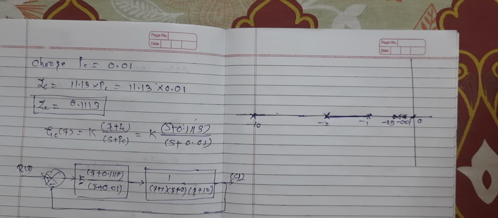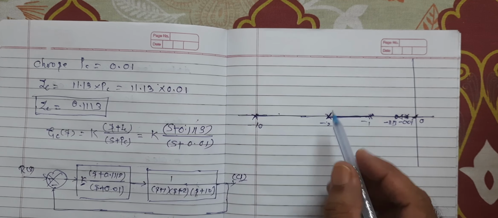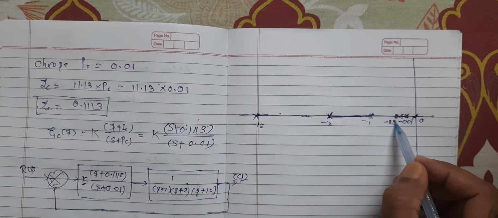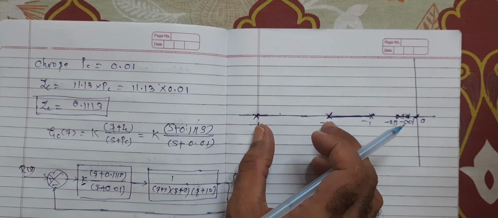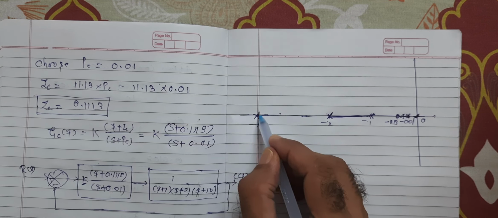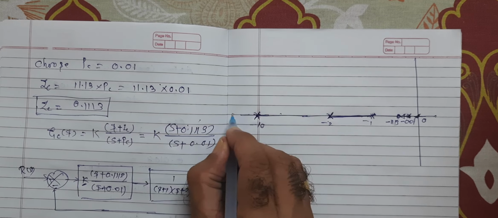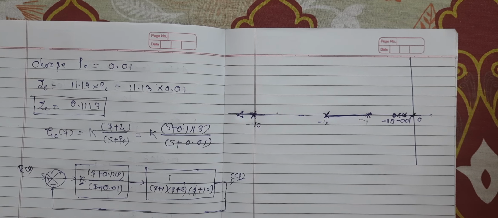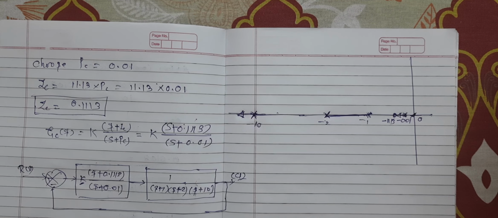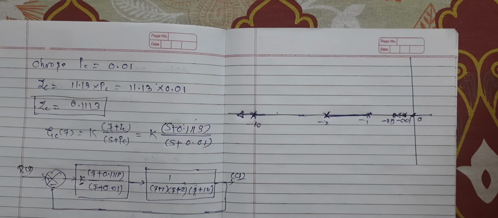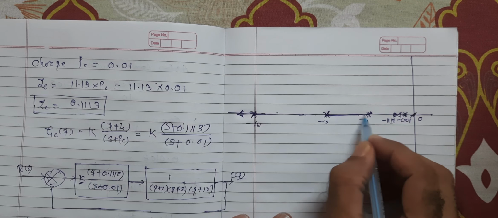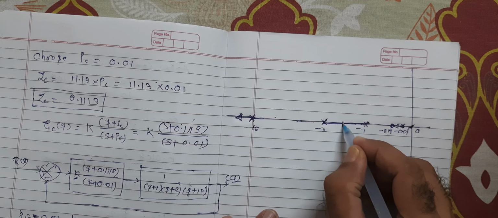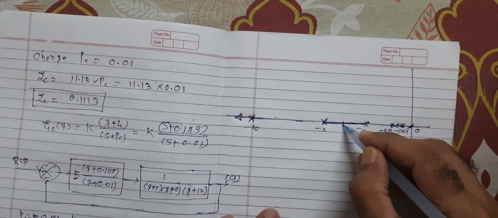Understood this one? To the right of this minus 10, there are two poles and another pole, plus one zero, so that is 4. So no root locus will exist between minus 10 and minus 2. That means the pole at minus 10 will move towards infinity. Now the root locus will exist between these two, and somewhere will be the breakaway point, and it will move like this.